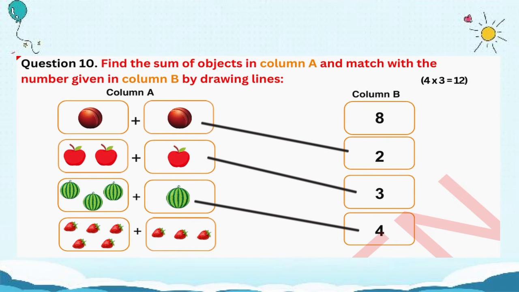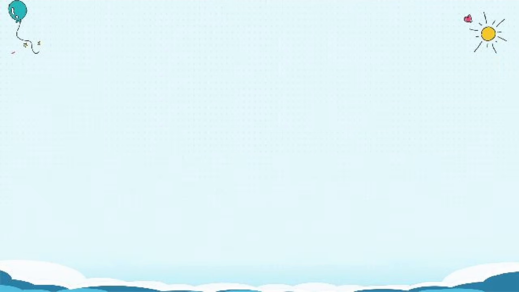For the fourth row, there are 5 strawberries in the first picture, plus 3 strawberries in the second picture, which totals 8 strawberries. You would draw a line from the strawberries to the number 8 in column B.